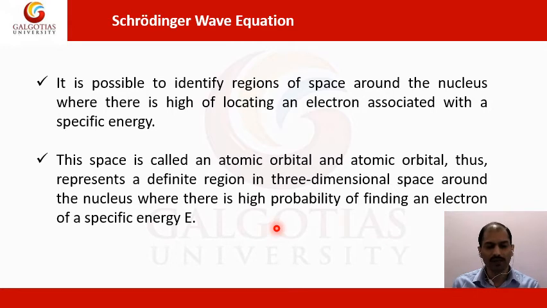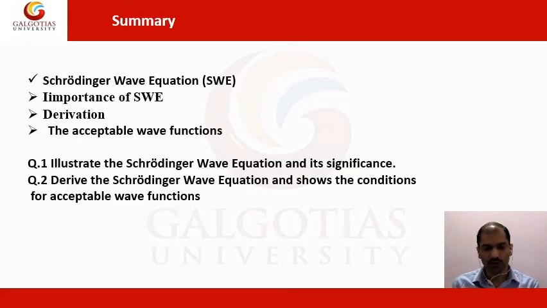So it helps us to see the nature of small particles, like the electron or proton in an atom, how they are behaving, and what the probability of finding the electrons in that particular atom is. So once you see the overall summary of today's lecture, we had a discussion on the Schrödinger wave equation from 1926.